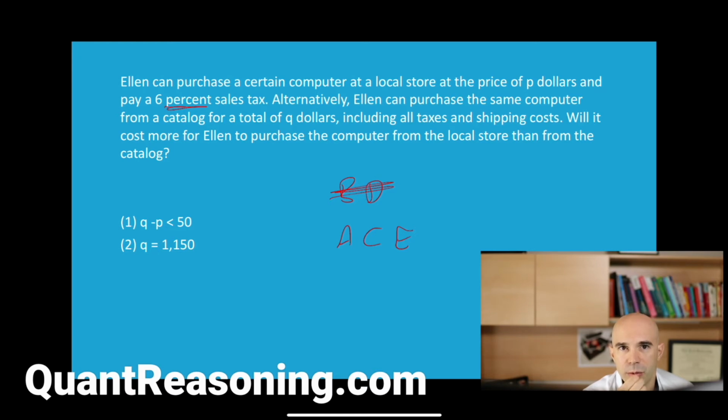Now, would you say that statement 1 is describing a ratio? Or would you say that it's describing how far away from each other two things are on the number line? How far they are away from. That's right. It's talking about the distance on the number line between two numbers. And it's telling us that distance is less than 50. But we need to compare that to the distance that would result from a 6% sales tax.